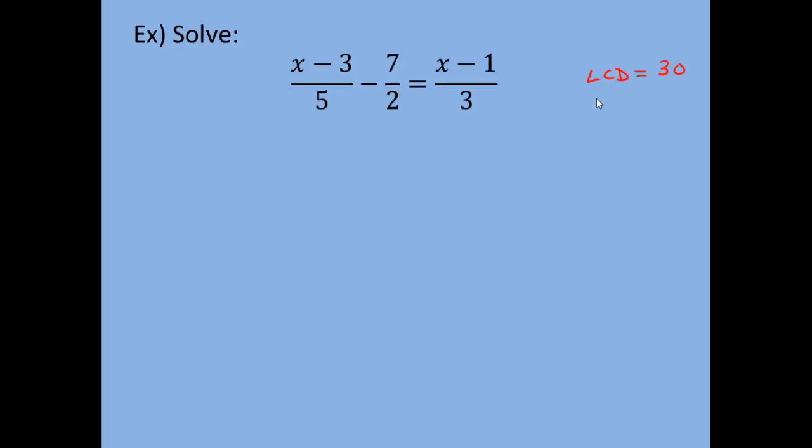Now remember, we're doing this because we have a rational equation, meaning we have an equal sign here, and we have fractions that appear in the equation. So that's how you know you have a rational equation. That's what's telling you to find the LCD first.